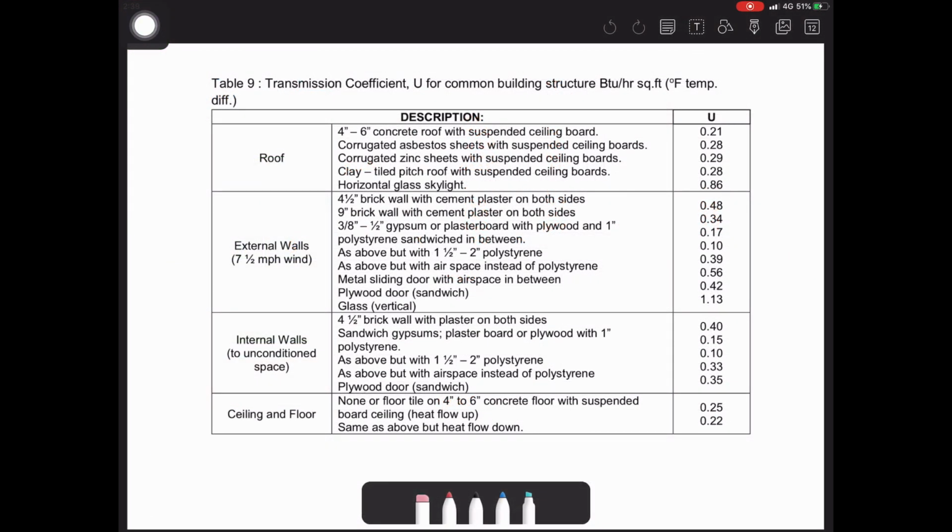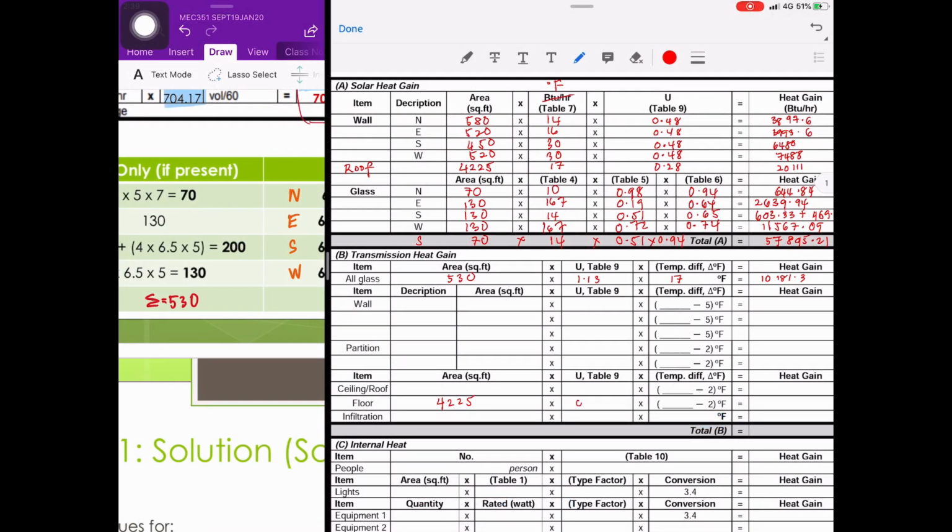Next, we are going to refer to table 9. For the floor, we are going to refer to the ceiling and floor, and we are going to take the value for the heat flow down, which is 0.22, and the temperature difference in degree Fahrenheit will be 17, and do not forget to minus 2 degrees Fahrenheit. For the infiltration, in MEC351 we are not going to include infiltration in our estimation, but later we are going to take care of this infiltration inside our 10% safety factor. And now we can determine the total B section.